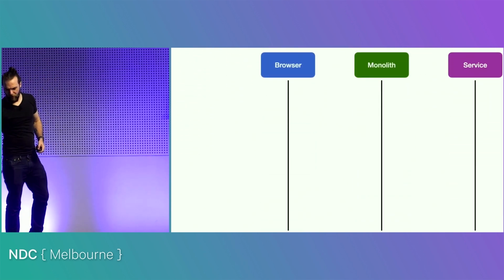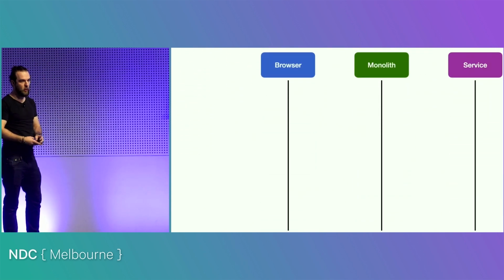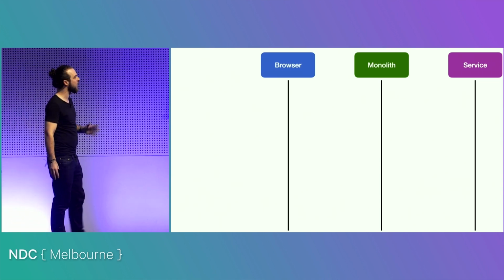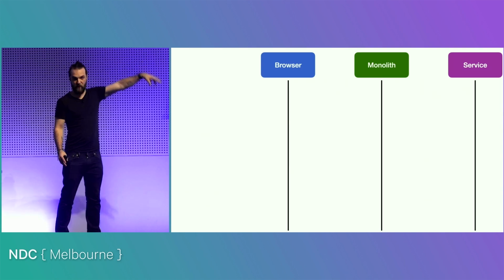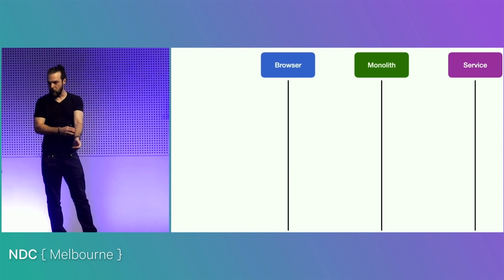But what's going on there? So this is a sequence diagram. I'm going to draw a sequence diagram. I love a good sequence diagram, where we've got three parties involved: the browser, the monolith, and the new service. What happens when you see that code, right?